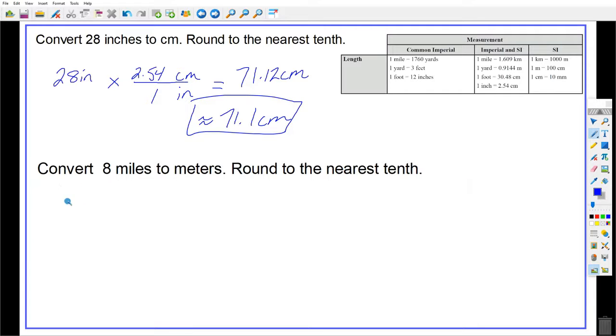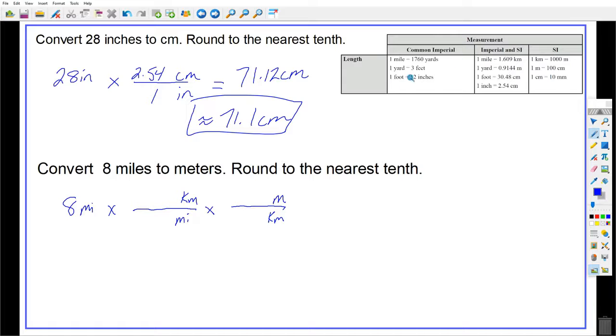8 miles to meters. All right, over here, we do not have a miles to meters conversion. We have a miles to kilometers one. So I'm going to go first to kilometers. I want to get rid of miles, and then I'm going to get rid of kilometers. So I have to put it in the bottom to get rid of it and end up in meters. Now I'm going to fill in my conversions.